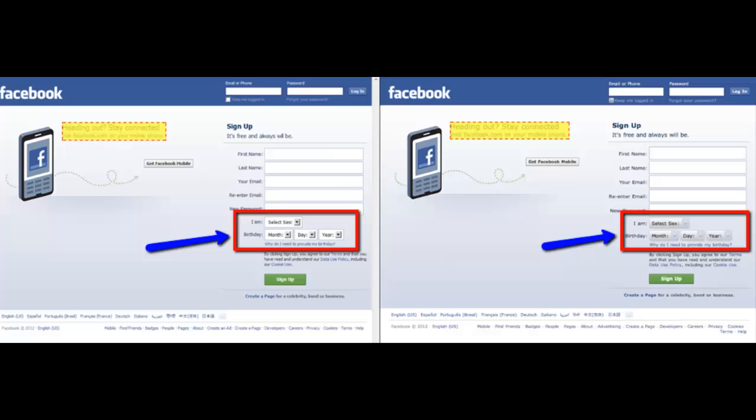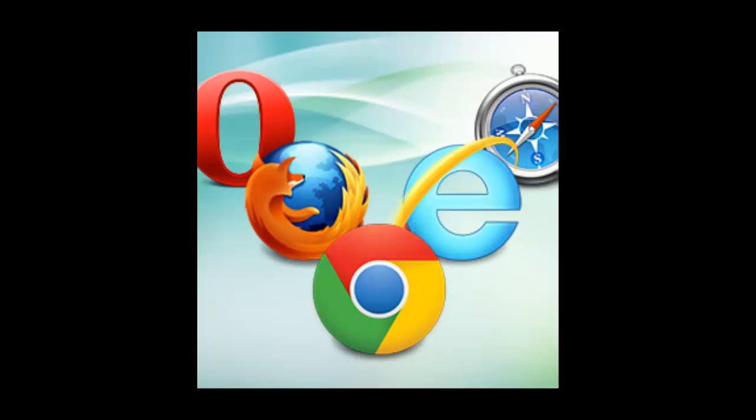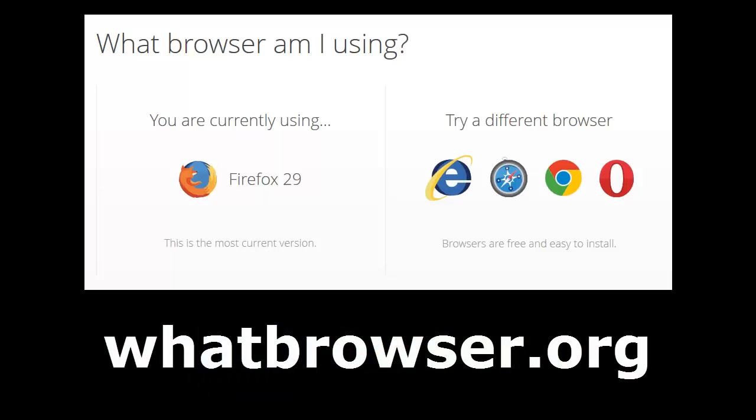screen. If you are trying to troubleshoot a problem online, the support person will need to know what browser you are using to view the web page in question. This is because web pages look and act differently depending on what browser you use. Sometimes problems can be solved by using a different browser or browser version. You can find out which browser and version you are using by visiting whatbrowser.org.